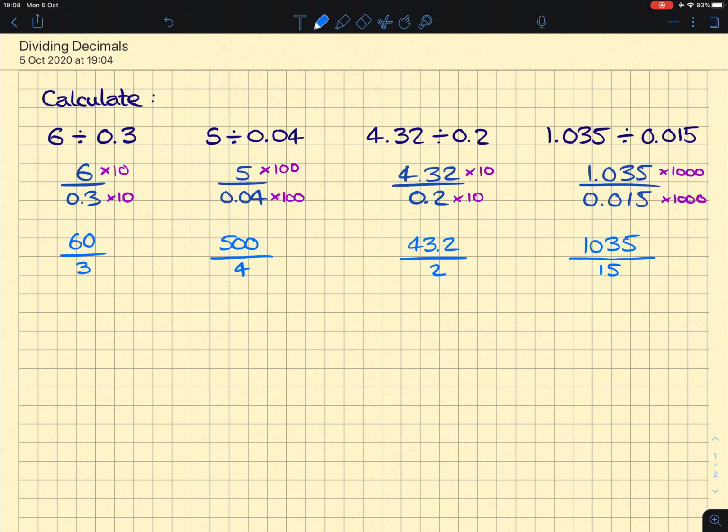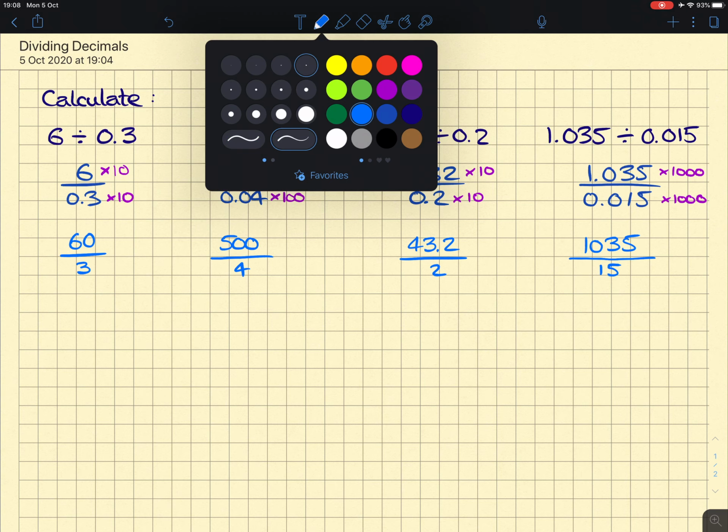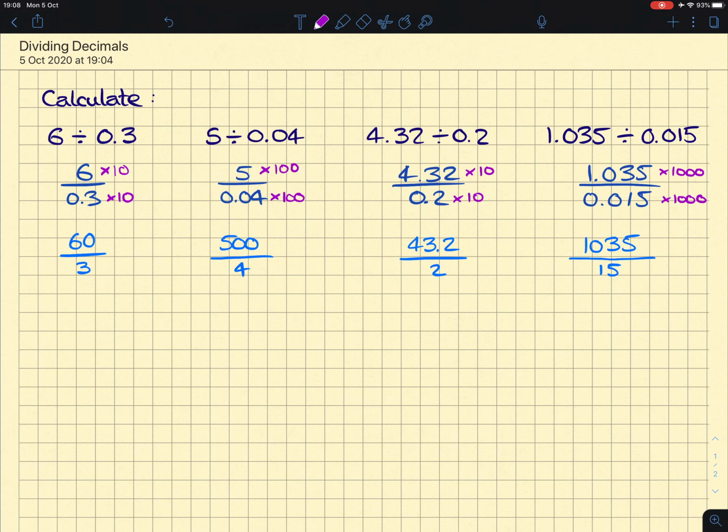Now we can simplify these fractions if we want. The fraction that you end up with might be easy to cancel, or you can just go for the jugular and actually write it as a division and do that. So 60 over 3, that's the same as 60 divided by 3. Whether or not you choose to do that in one go or cancel it down, you will end up with 20 as your answer. So suddenly, you've got a much nicer looking sum than the one that you started with.